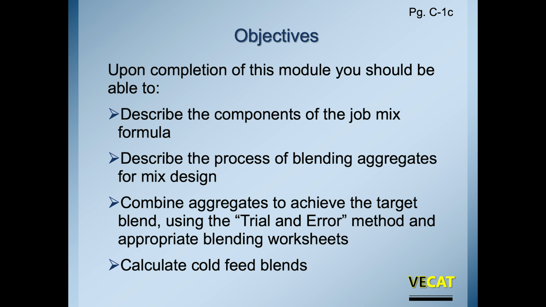On the completion of the module, you should be able to describe the components of a basic job mix formula. You should be able to describe the process of blending aggregates for mix design, and then be able to combine aggregates to achieve the target blend using what's basically called a trial and error method and appropriate blending worksheets that are associated with that trial and error method. And then lastly, we're going to briefly go over how to calculate cold feed blends.